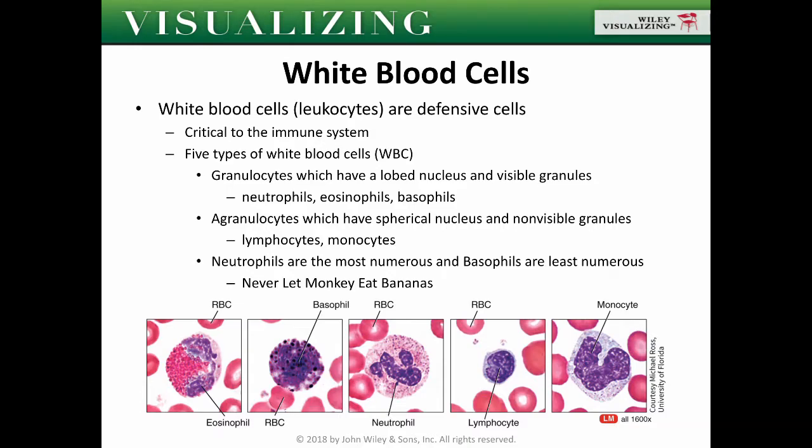So you have "Never Let Monkeys Eat Bananas" as a mnemonic for the different white blood cells. N for neutrophil, L for lymphocyte, M for monocyte, E for eosinophil, and B for the basophils. Okay, so basically you have those.